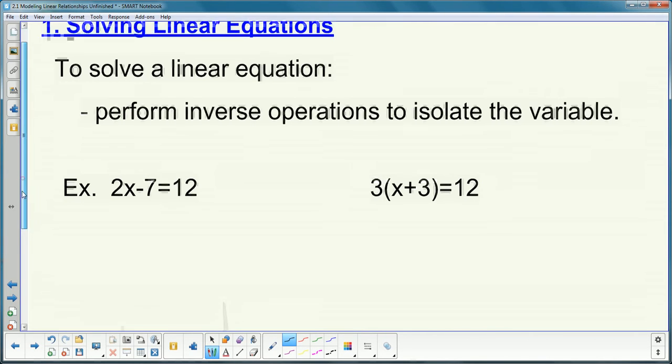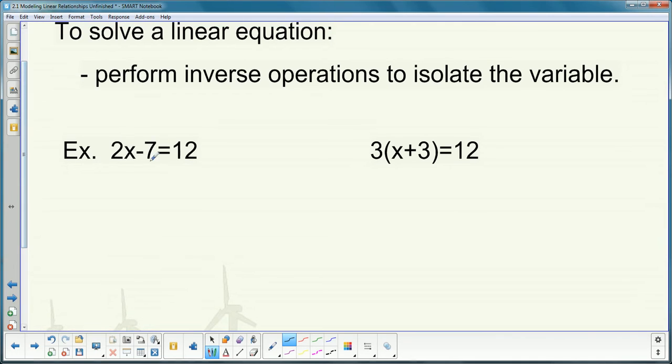And what I mean by that is if we look at our example, we want to solve for x. So remember, our answer should look something like x equals some number. In order to do that, we need to isolate the variable, or get x by itself. Since we have a minus 7, remember we have a left side and right side, we're going to add 7.